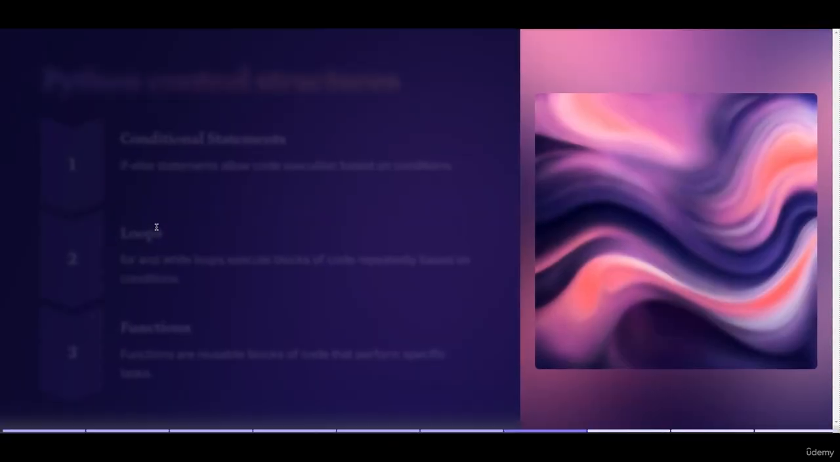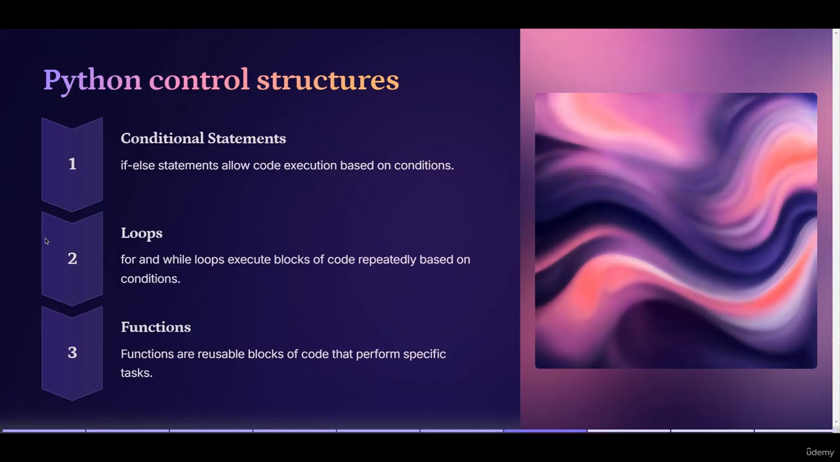Now we have here Python control and structures. Here we can learn about conditional statements. As I told you before, these are the if-else statements which allow code execution based on conditions. After that we have loops also in Python. For and while loops, as I told you before, they execute blocks of code repeatedly based on certain conditions. Then we have functions like the print command, which are reusable blocks of code that perform specific tasks.